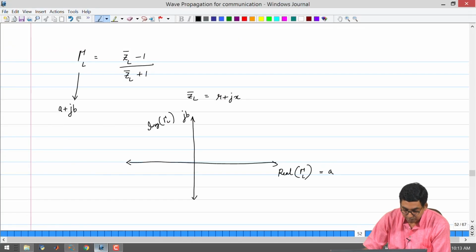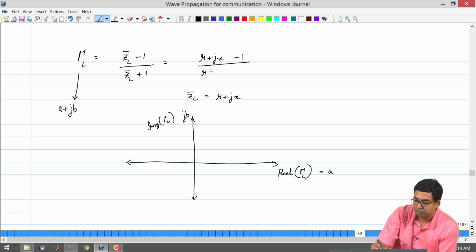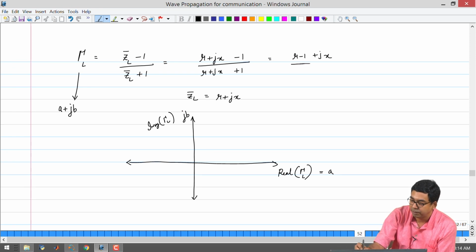So, the formula that we have is ZL bar minus 1 divided by ZL bar plus 1. You could also substitute for ZL bar, you could say that this is R plus jx minus 1 divided by R plus jx plus 1. You could just bring the real parts together, imaginary parts together, right. You could write this as R minus 1 plus jx divided by R plus 1 plus jx.